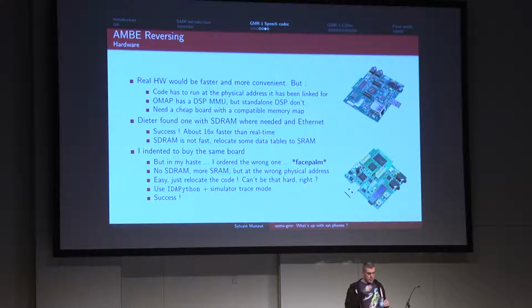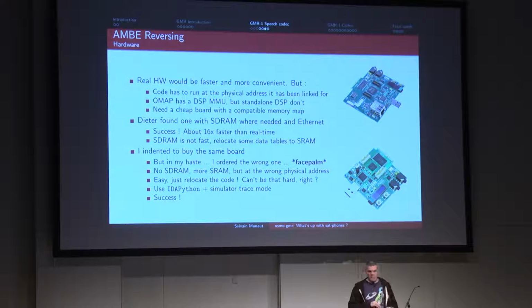So what Dieter did is basically identify a couple of those big tables that are accessed very often, and then just migrate them to internal SRAM. You just find one or two places where the code reads from those tables, and just patch the address to another address and redirect it there. And that got the code running much faster, about 16 times faster than real time. And honestly, that was good. I wasn't really planning on doing anything else on the hardware, and so I ordered the same board, except I didn't.